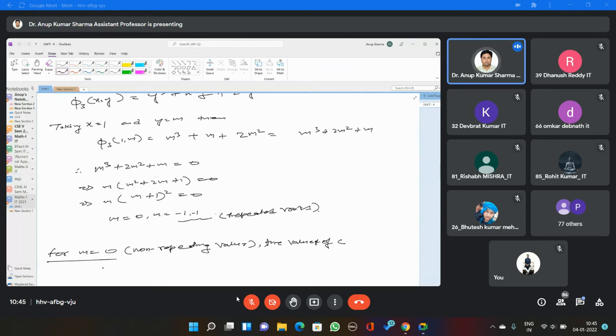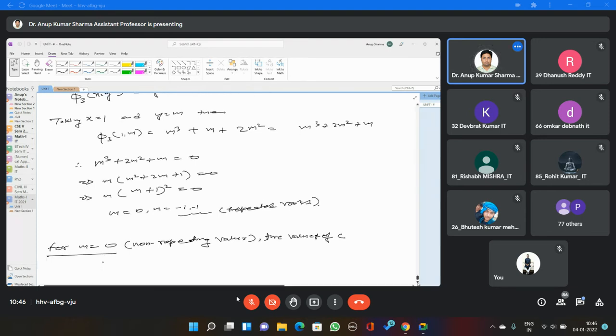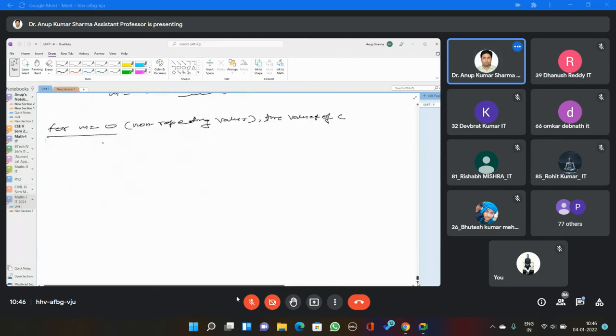Repeated means we need multiple c values. So we do not need that for m is equal to 0. Now we need to find the c value, the intercept, so we use that formula. You can remember that one. So c phi dash, the derivative of the highest degree, which is phi 3.